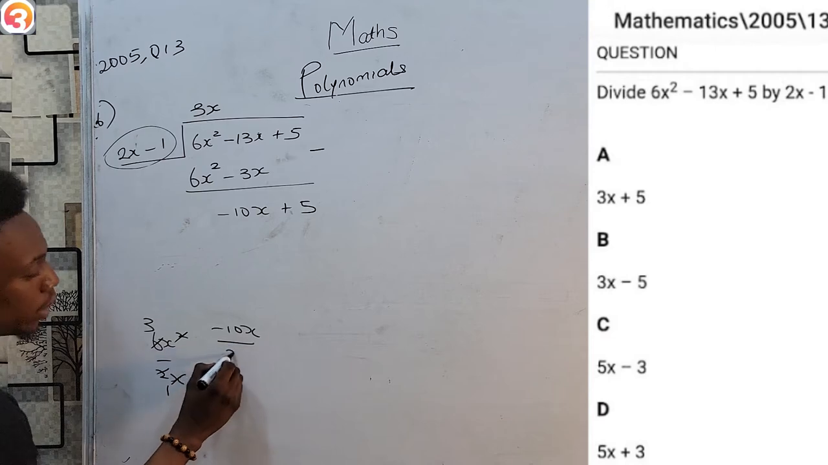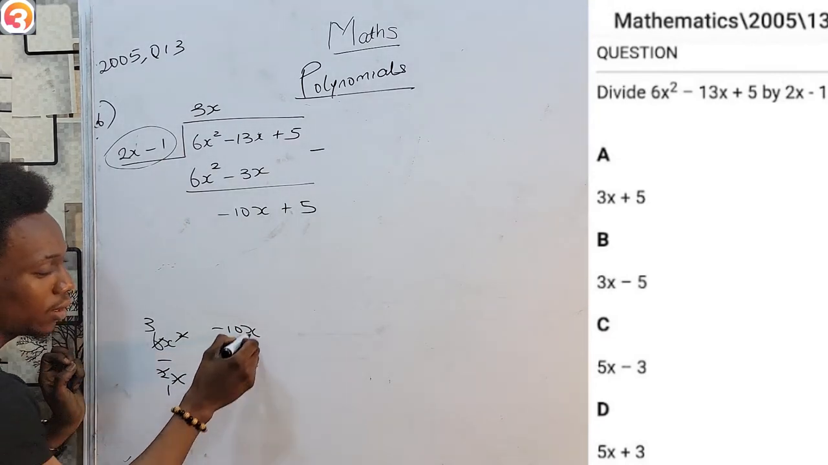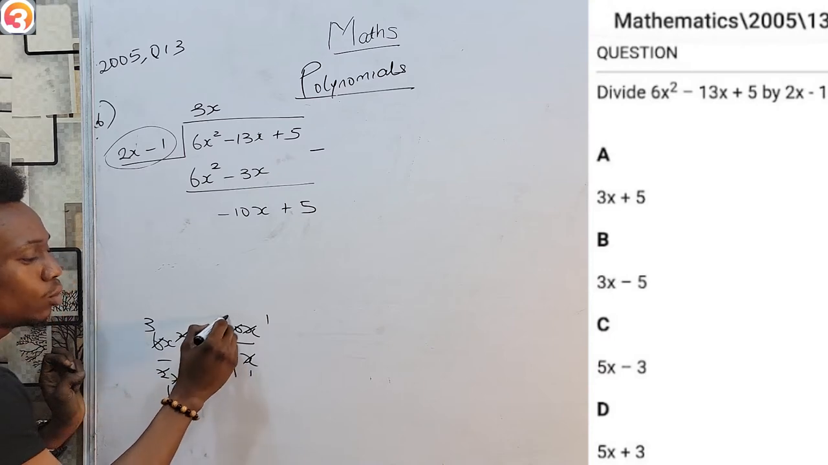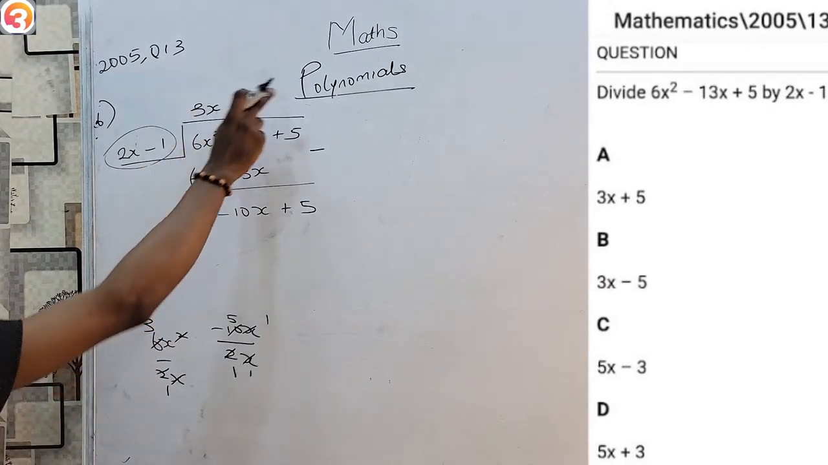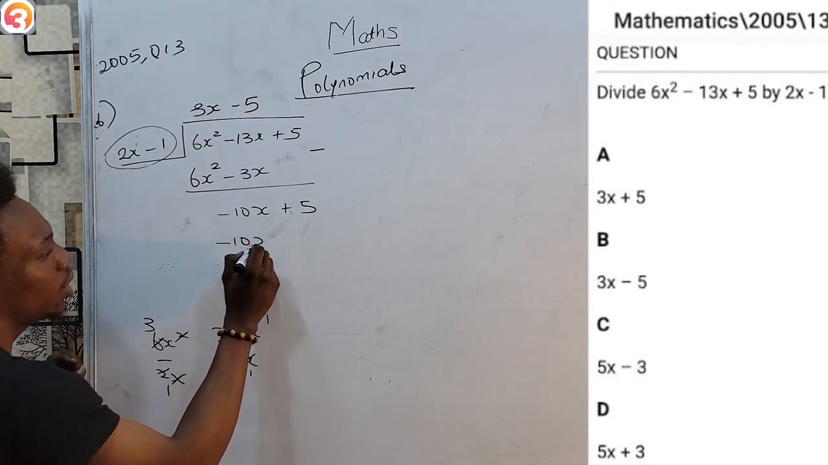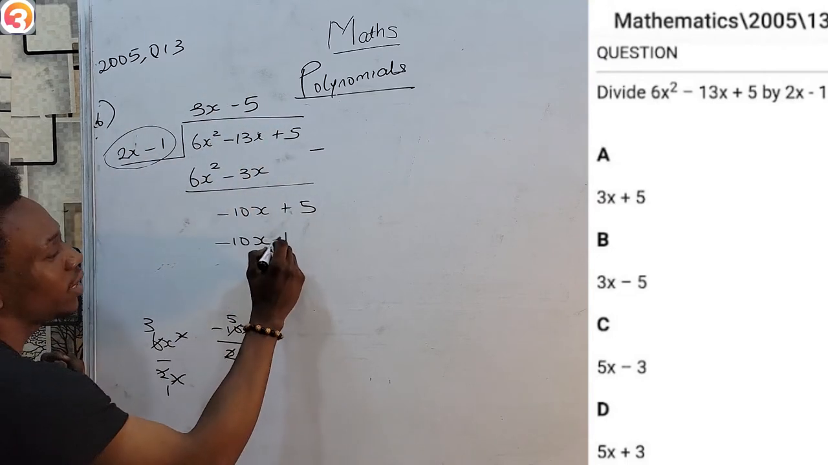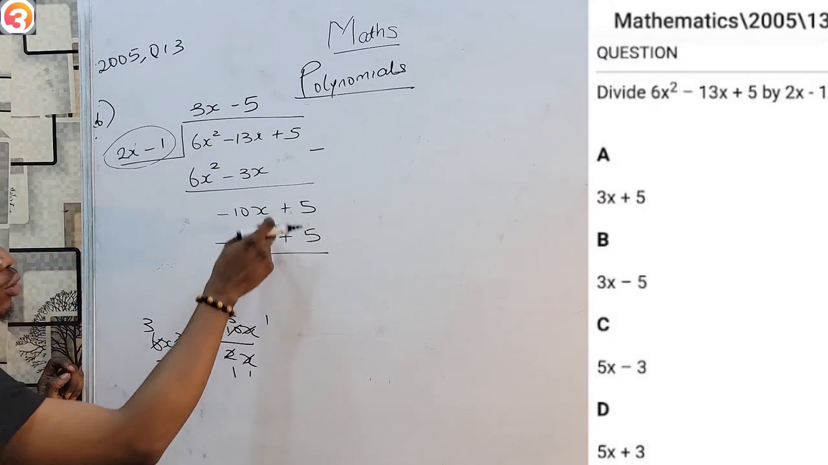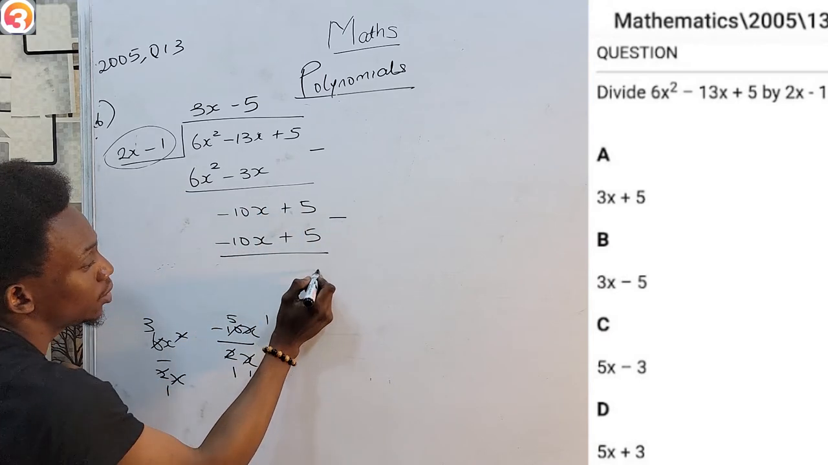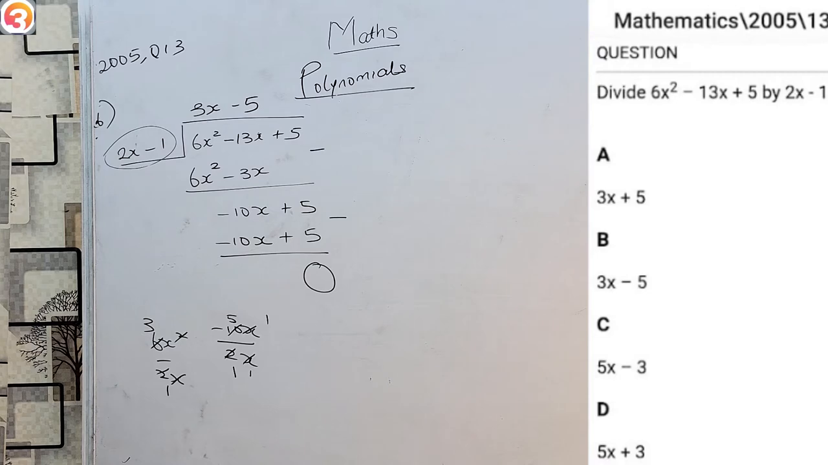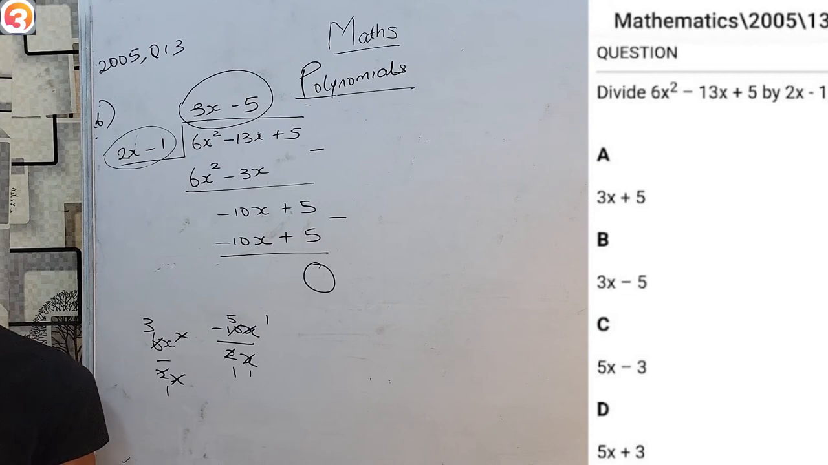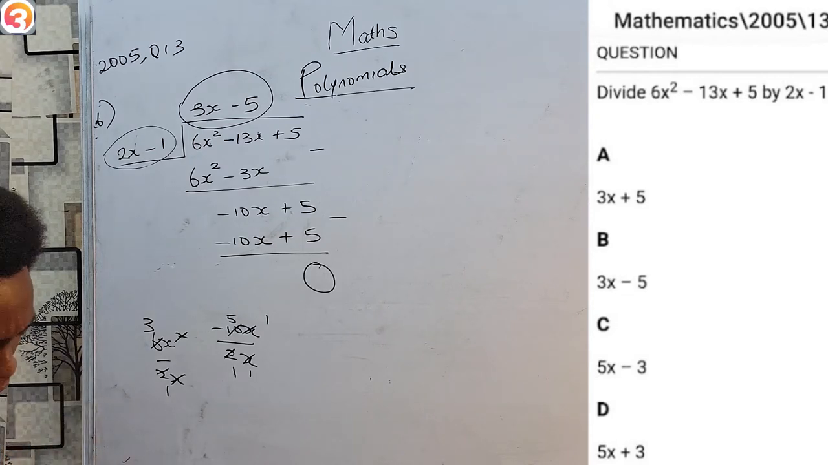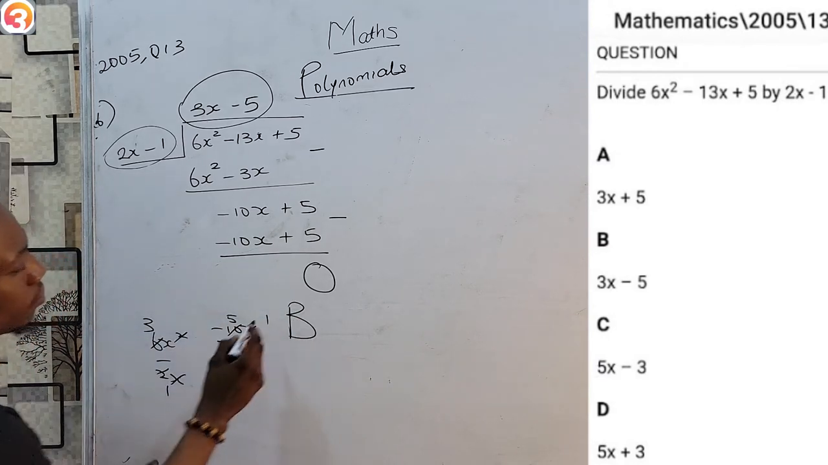Minus 10x over 2x. X here is 1, x here is 1. 2 here is 1, 2 fives are minus 10, so minus 5. So, minus 5 times 2x is minus 10x. Minus 5 times minus 1 is plus 5. Now, both of them are exactly the same, meaning that if they subtract, I must get nothing. And as a result, I can see that my quotient when I divide is 3x minus 5. So check your options. And that is simply option B.